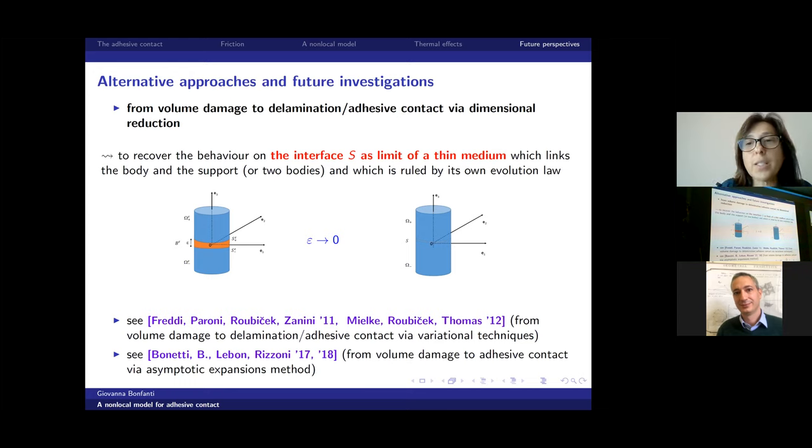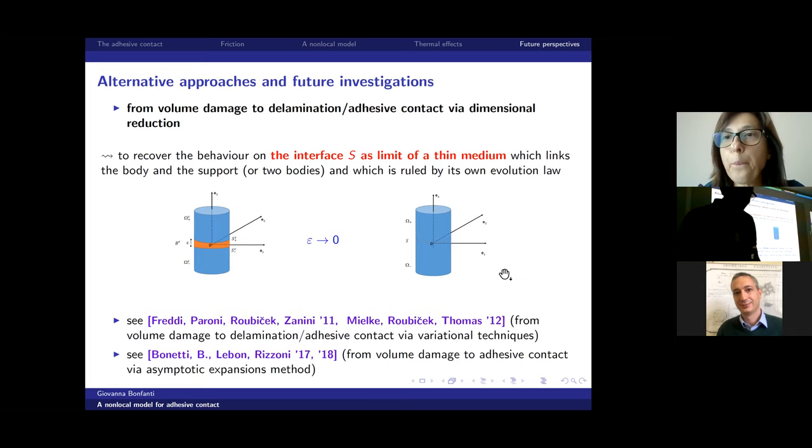There are results in some sense, and there are also results, these last results perform just this passage to the limit in a formal way, and we hope to justify completely this formal asymptotic expansion method. We hope to justify completely this passage to the limit via gamma convergence or variational techniques. Okay, I stop here. Thank you very much for your attention. Thank you.